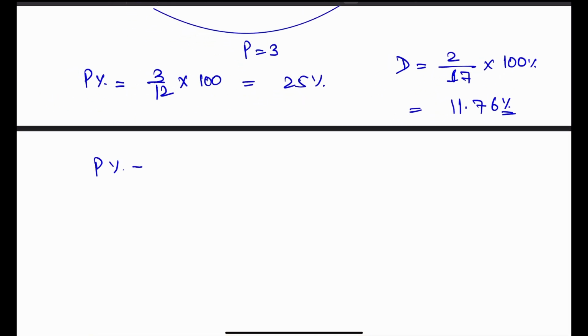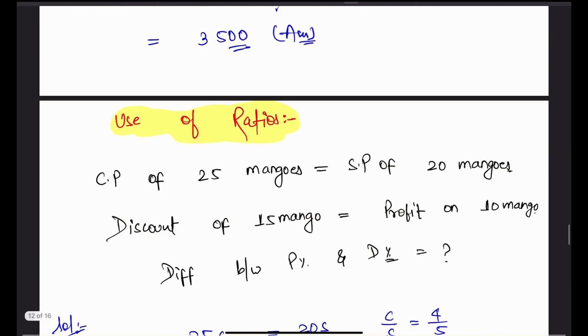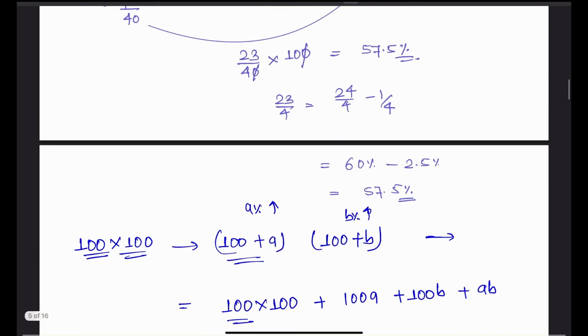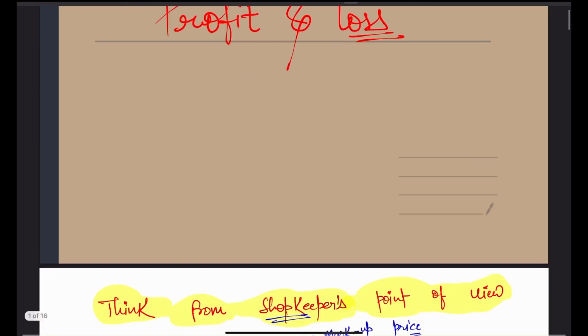P percent minus D percent, how much will it be in this case? 25 minus 11 is 14, but 76 is here. So 13.24% is my answer. 13.24% will be my answer to this question. So for today, let's keep it here, and in the next one we will try to solve more questions.